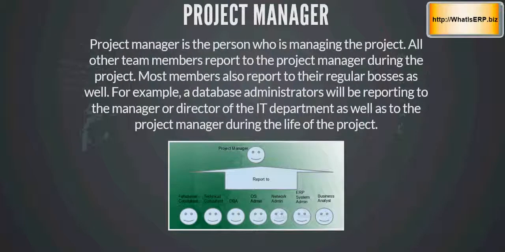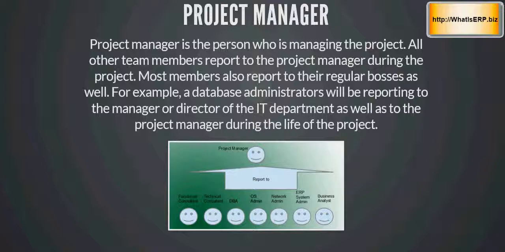The person who is running the whole show is called the project manager. Everybody is reporting to the project manager. A person may be reporting to two people. For example, a DBA might be reporting to the project manager for the duration of the project only, and also to his own department manager, maybe the director of information technology, for example, or vice president or manager in that department. But the point here is that for the duration of the project, all these roles will be reporting to the project manager as well.